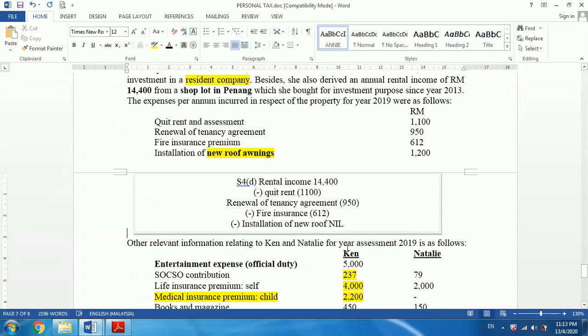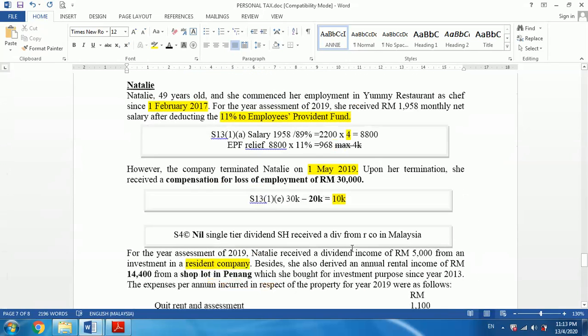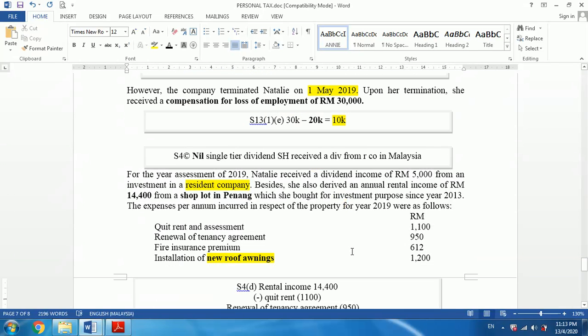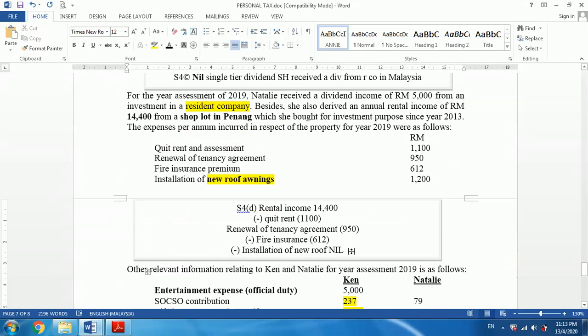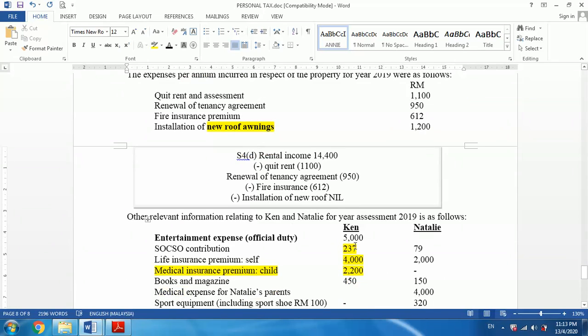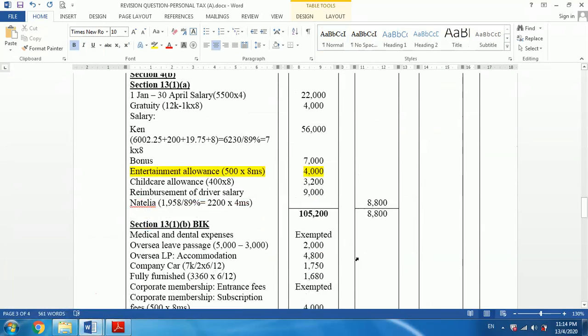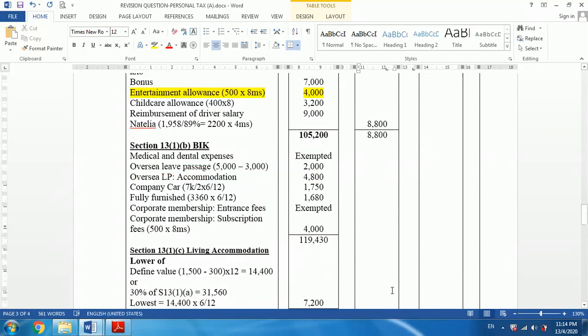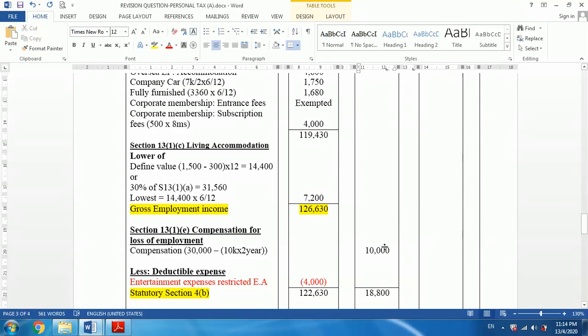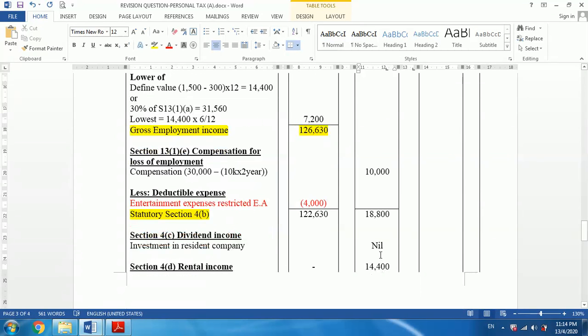So in short, this year Natalie earned an employment income, a dividend income, and also a rental income. So there are three sources of income earned by Natalie. Natalie did not spend any entertainment or any deductible expenses regarding employment income. Looking at my format, you will see Natalie has a salary, and also compensation of losses, so this is statutory section 4B. She does not have any deduction of expenses here.